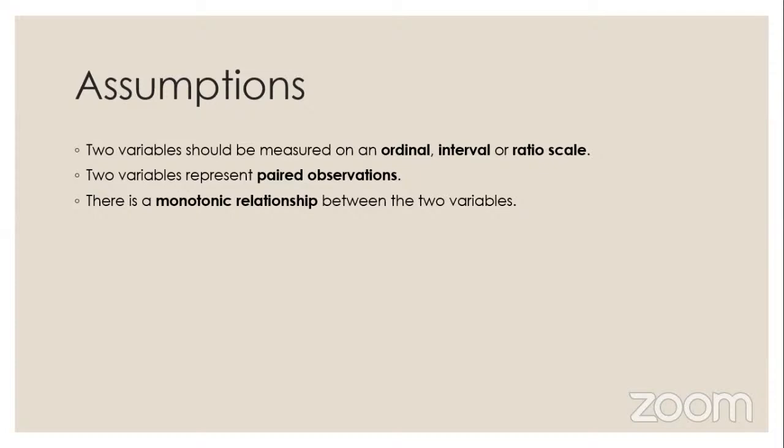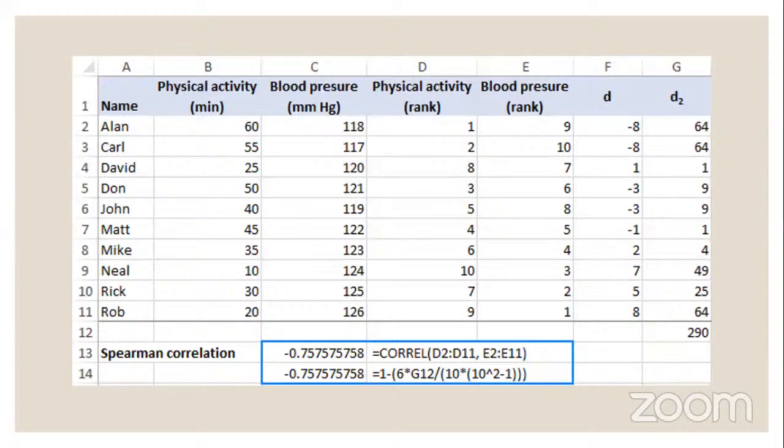The next assumption is that the two variables represent paired observations. Then there is a monotonic relationship between the two variables. So these are the assumptions needed. And this is how we will do the application, that means how we will do the Spearman-Rho in Excel.